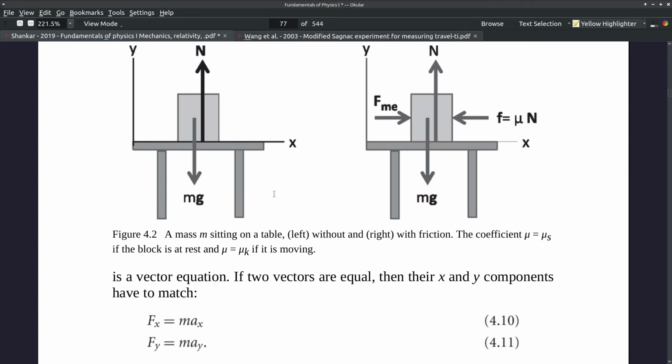So F = ma is a vector equation. If two vectors are equal, then their x and y components have to match. So the force in the x direction has to equal m times the acceleration in the x direction, and the force in the y direction has to equal m a_y.